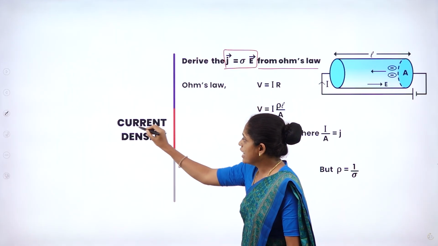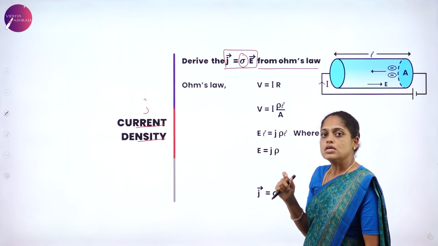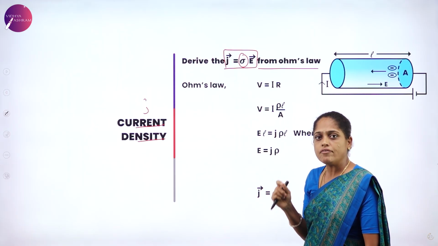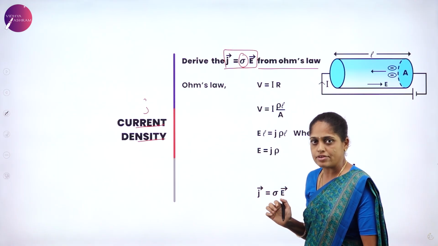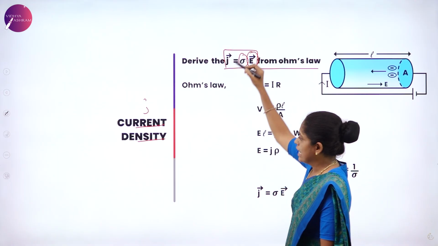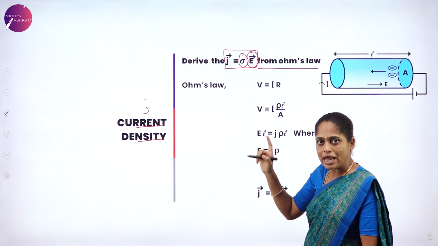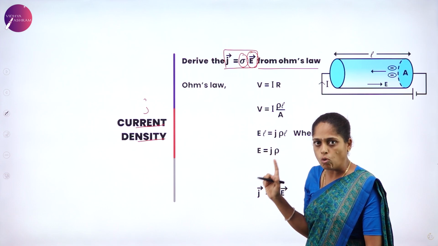J is the current density. Sigma is the conductivity, which is the reciprocal of resistivity. And E is the electric field. Now I have to derive this relation using Ohm's law.